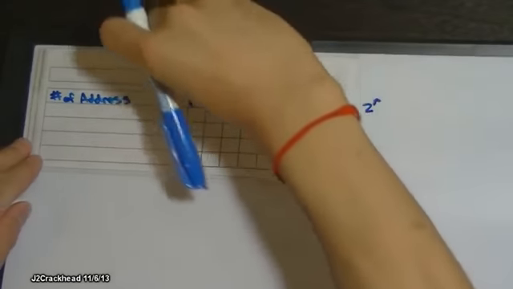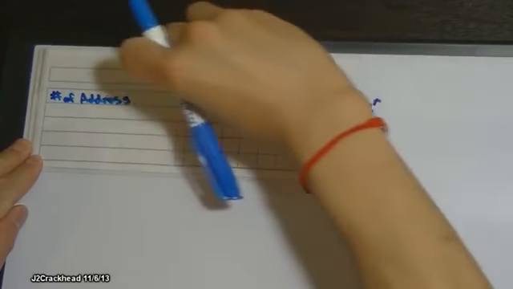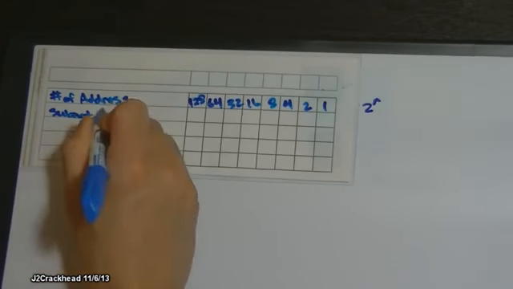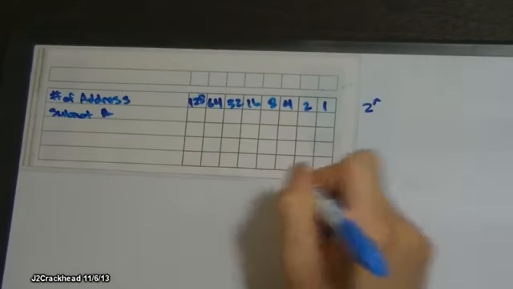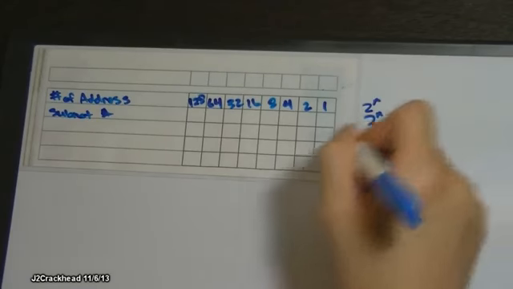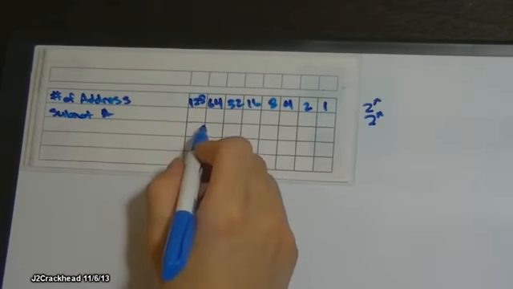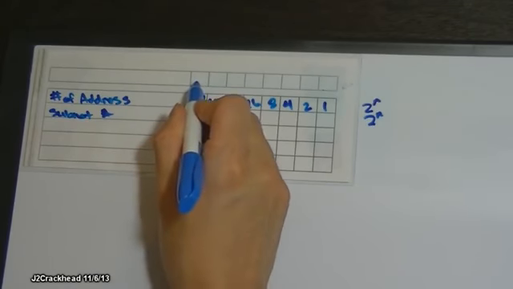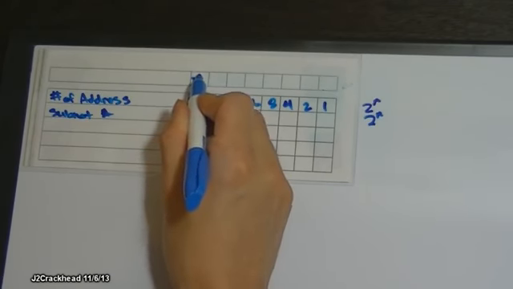Okay, now I'm going to erase this right here. The next thing I need will be the subnet numbers. To get this, I'll be using the same equation, 2 to the n power. But this time, I'm going to be starting from the left side, and instead of 2 to the 0 power, I'm going to start with 2 to the first power.